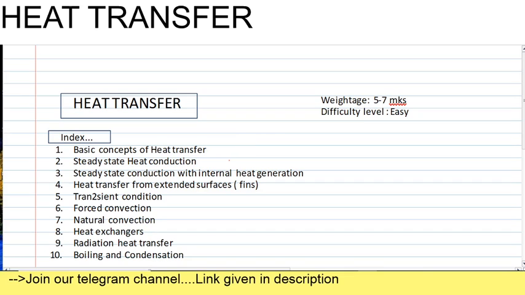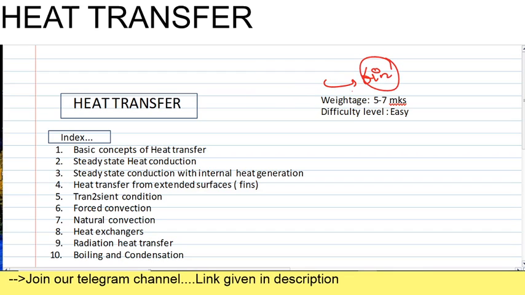Okay, after that we are going to discuss heat transfer from extended surfaces, which we call fins. What are these fins? Suppose that this is a wall and there is an extended surface, something like this, like you can consider it as a rod or a beam or any other thing. So this is known as an extended surface or simply a fin.